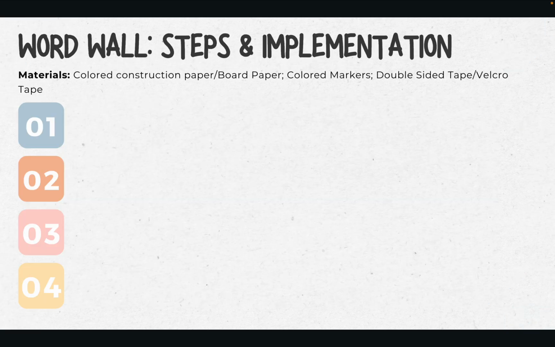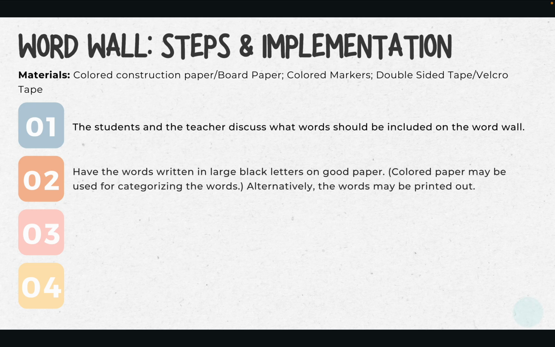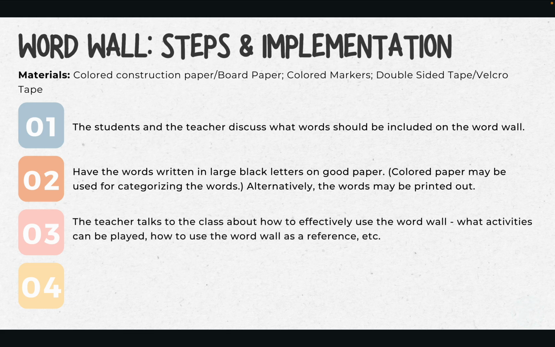Okay, let's do a quick run through of steps to implement word walls. First, the students and the teacher discuss what words should be included on the word wall. Next, have the words written in large black letters on good paper. Alternatively, the words may be printed out. The teacher talks to the class about how to effectively use the word wall, what activities can be played, or how to use the word wall as a reference. Update the word wall about 5 words per week.